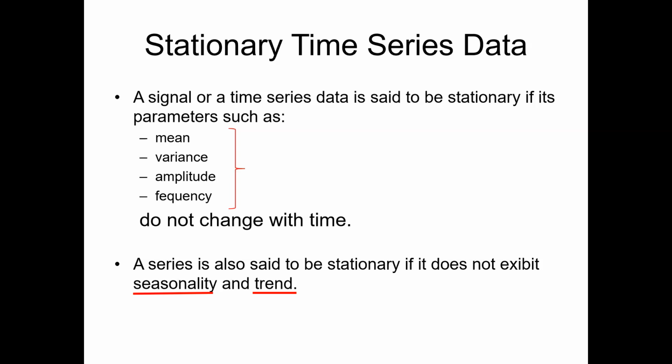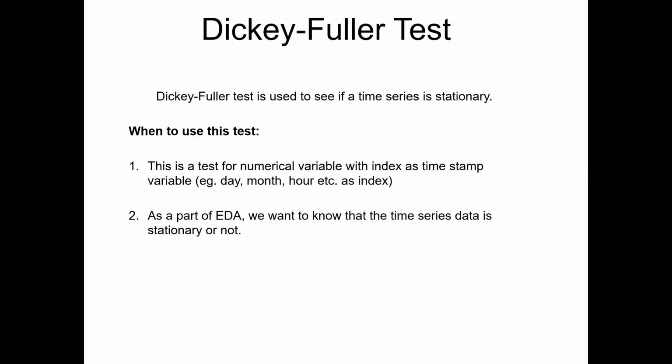Okay, moving on to the next slide, we will now understand what a Dickey Fuller test is and when to use this test. A Dickey Fuller test is used to see if a time series data is stationary or not. This is a very conclusive test with certain confidence, and there are certain p-values with which we can set the threshold and say beyond that the data is stationary or it is not stationary.